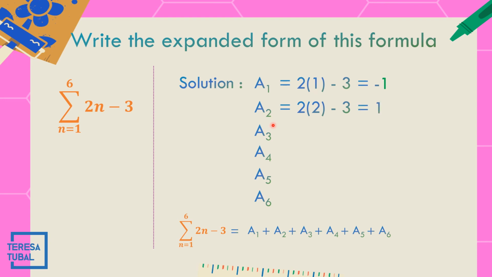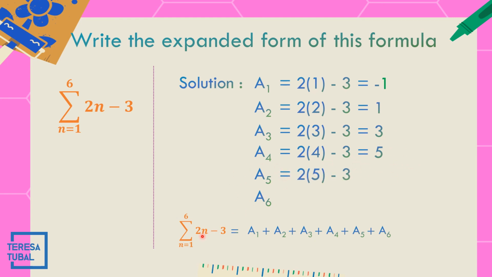Second term, 2, replace n by 2, minus 3. 2 times 2 is 4 minus 3. That is equal to 1. Third term, copy 2. Replace n by 3, minus 3. 2 times 3 is 6 minus 3. That is equal to 3. Fourth term, copy 2. Replace n by 4. And then copy negative 3. 2 times 4 is 8 minus 3. That is equal to 5.